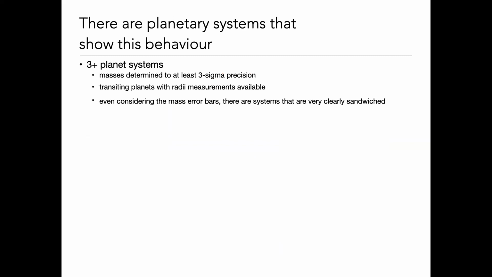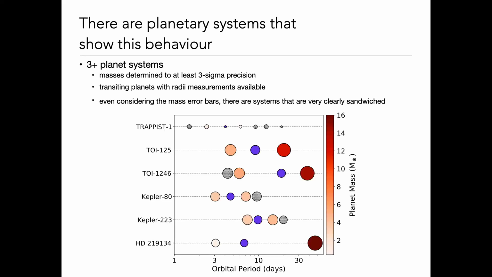So now we looked at the NASA Exoplanet Archive. We basically looked at any planetary systems that had 3 or more planets. We wanted to make sure that we had good mass measurements. Not all planets have mass measurements at all, because quite often we're measuring the radii of the planets and not the masses. And what we wanted to know is that even when you consider the error bars on those mass measurements, are there any planets that are what we would term sandwiched planets?